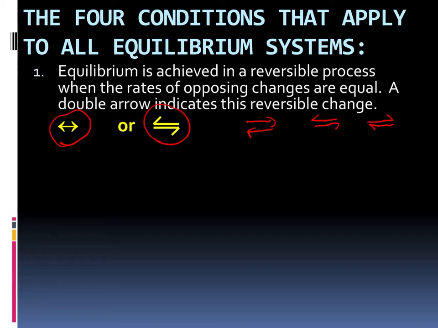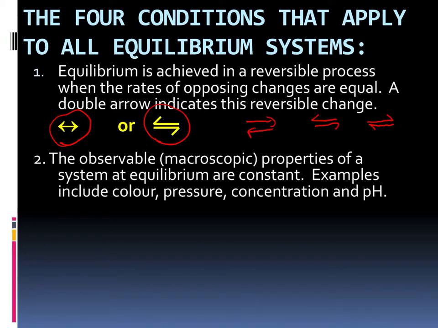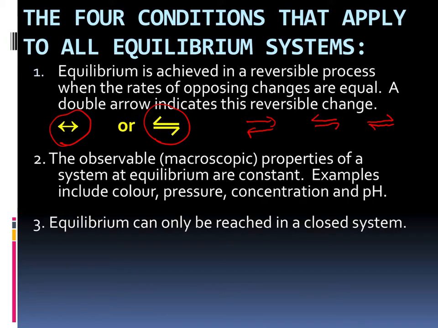So when the reversible arrows are not equal, that's going to indicate one direction is favored over the other, which we'll talk about when we do Le Chatelier's principle, or 7.3 in the next lesson. Okay, so observable macroscopic properties of a system at equilibrium are constant. So things that you can see and easily measure, like color, pressure, concentration, pH. If the forward and reverse directions are occurring at an equal rate, then all of these things should be constant.